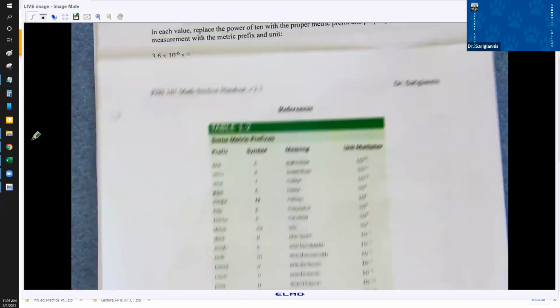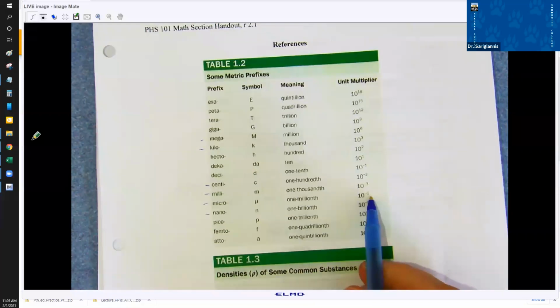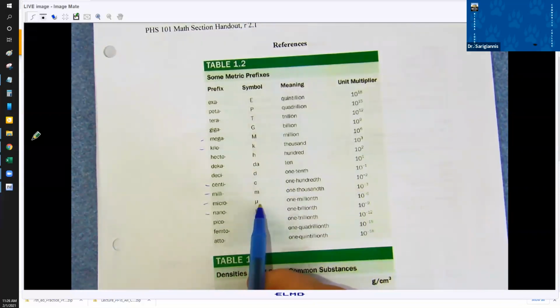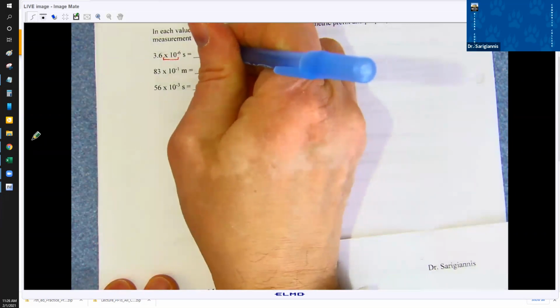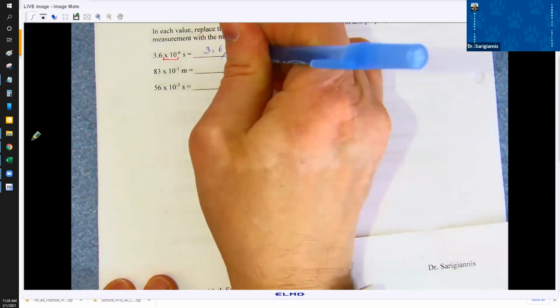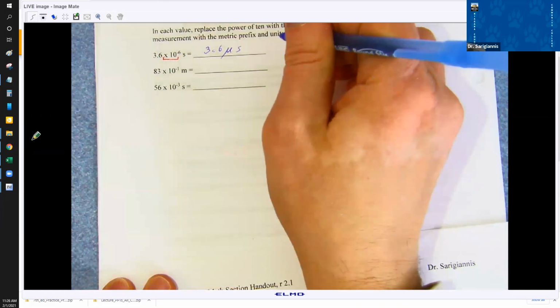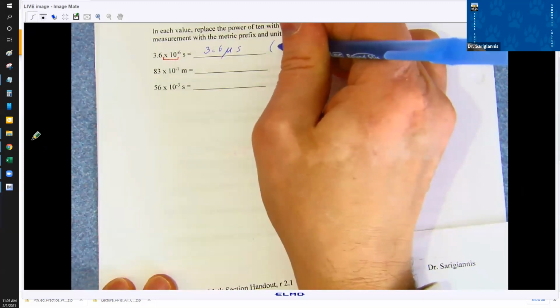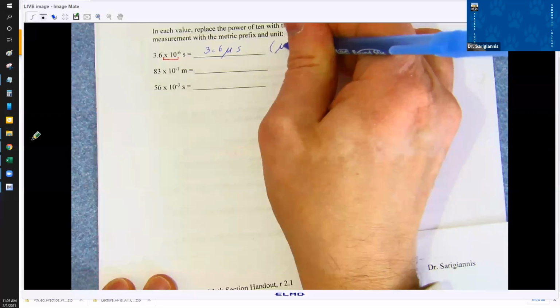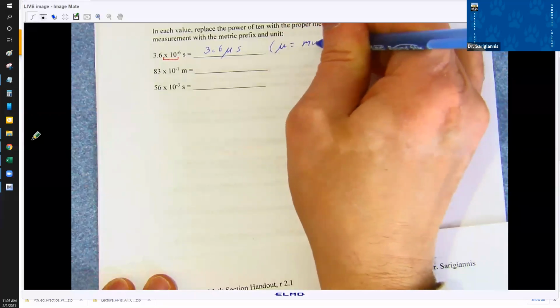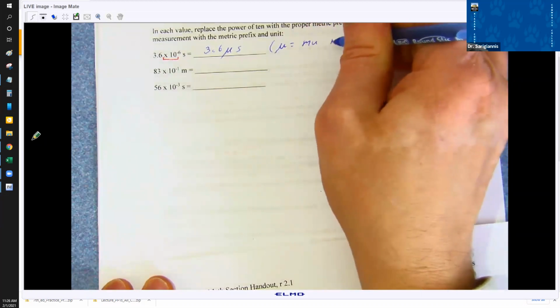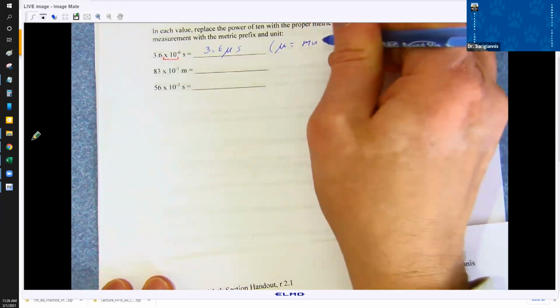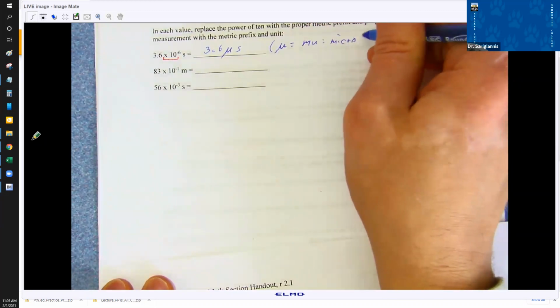Oh, it still doesn't fit. Well, times 10 to the minus 6. It's down here. We've got microsecond. This is a Greek letter mu. So this is 3.6 microseconds. Let me just make a little note here. That's mu, the way it's spelled in English, I guess. And this is micro, right? So it's microseconds.